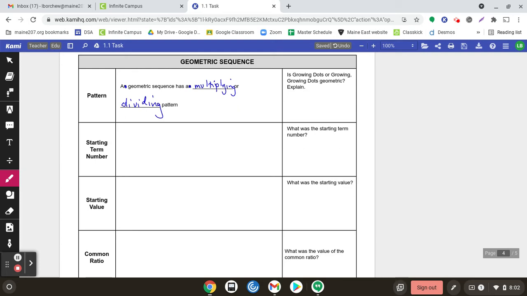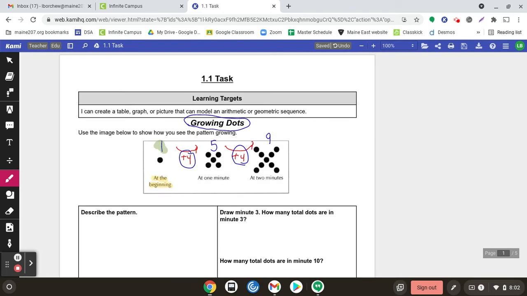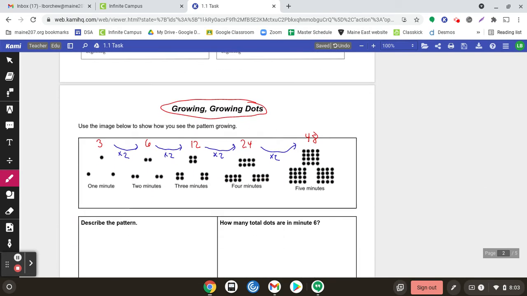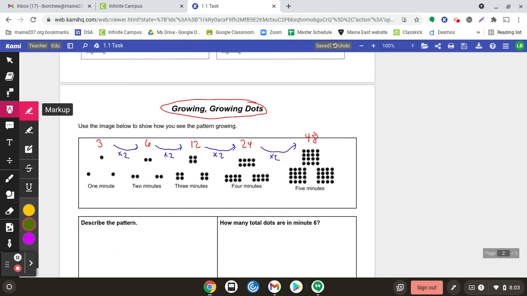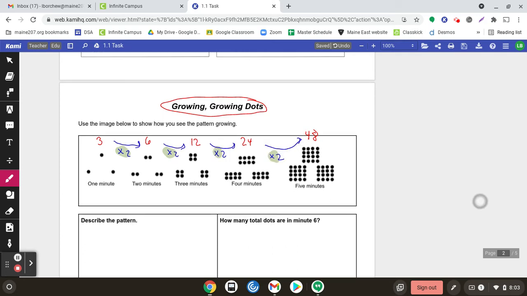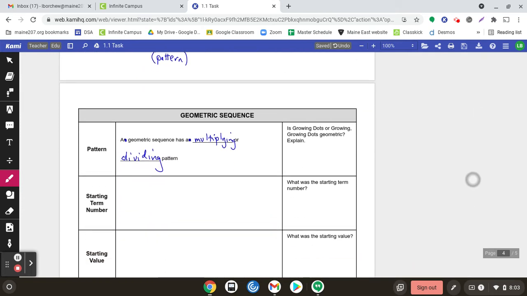So is growing dots or growing dots geometric and explain? Well, we already said page 1, growing dots, was arithmetic. So go to page 2, growing dots, and that is geometric because if we take a look, the pattern is multiplying by 2. Oops, I erased it accidentally. So we know specifically that the pattern is multiplying by 2, but that is a multiplication or division pattern.